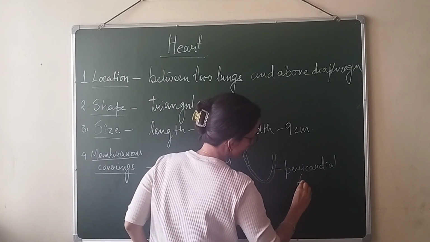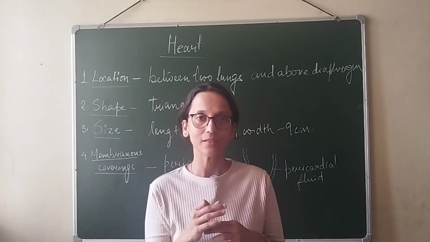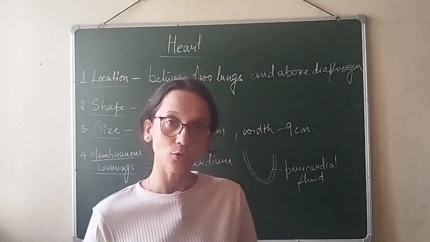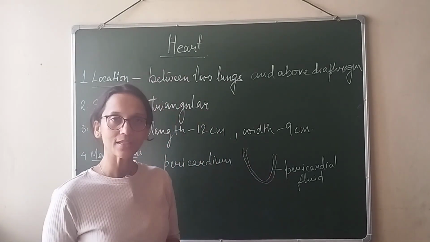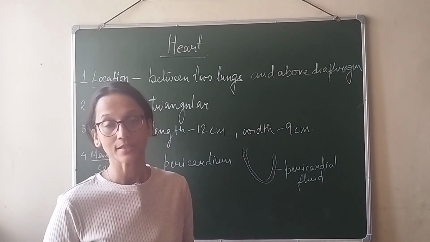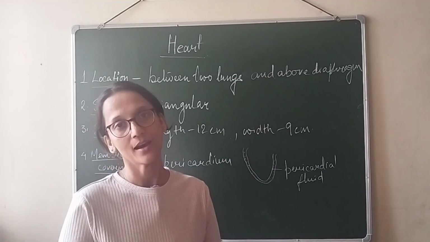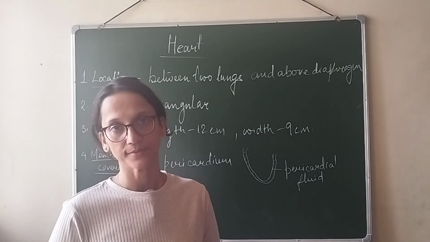Now what is the function of this fluid? Remember, whenever there is a fluid between two membranes, this fluid will definitely work as a lubricant. So it basically works as a lubrication that prevents friction between the two membranes. Apart from this, this is also required to protect the heart from any mechanical injury.